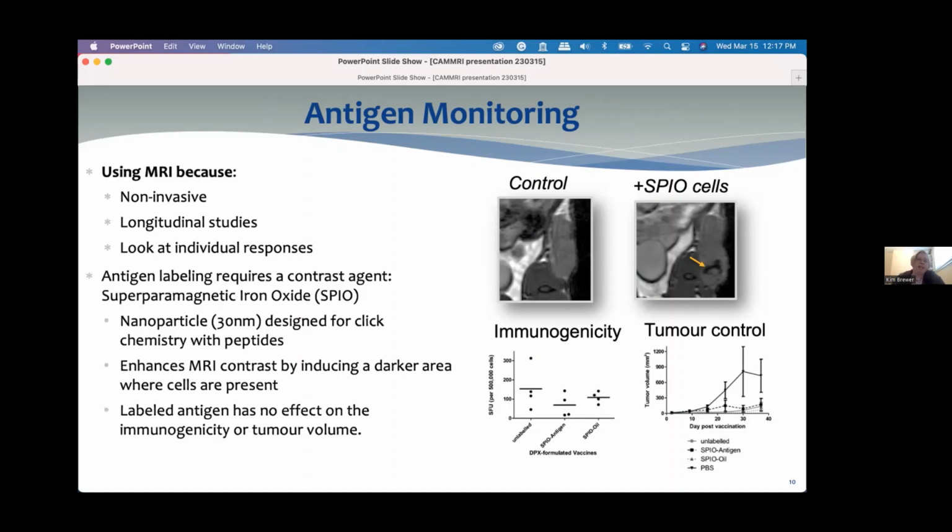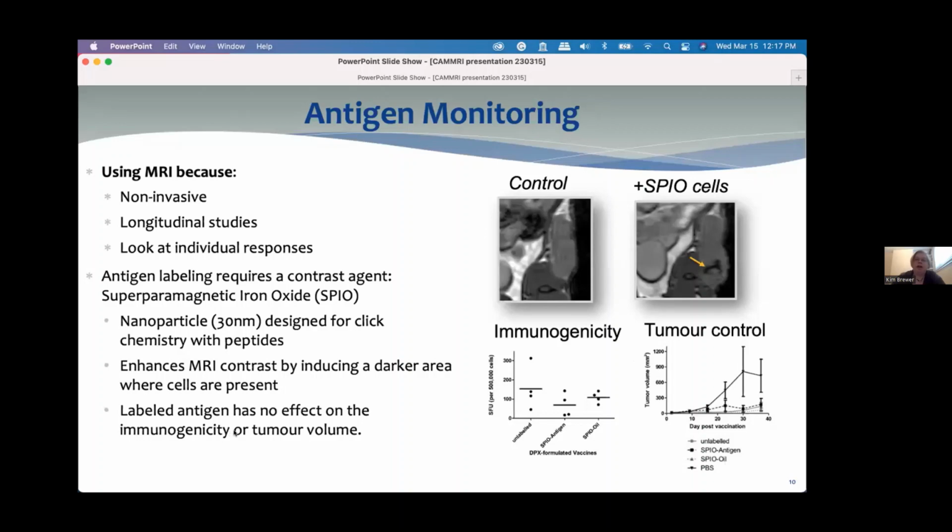So we used SPIO, specifically a 30 nanometer nanoparticle that was able to just attach to peptides via pretty simple click chemistry. The downside to SPIO is that it is a negative contrast agent, so you get signal loss. But it is still very visible in the regions we're interested in. As you can see, on the left image is our control. On the right is when we have iron oxide labeled cells in this particular instance.